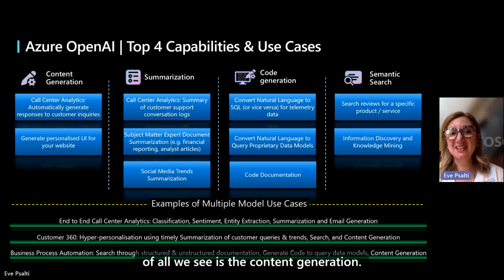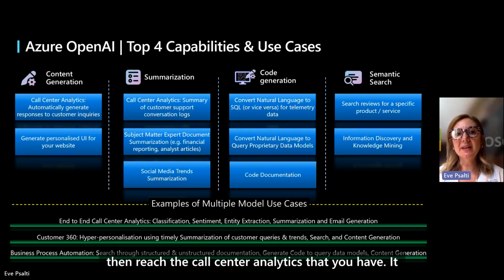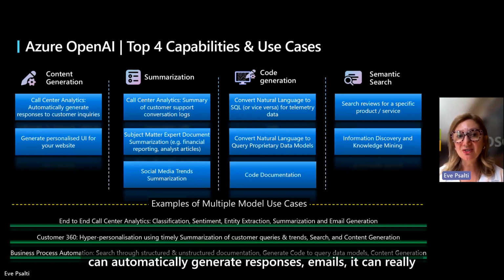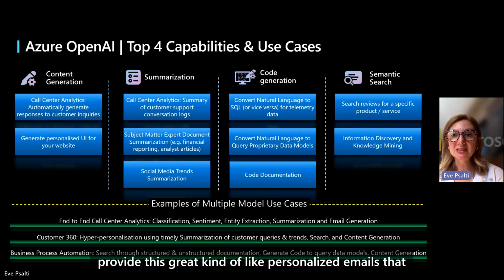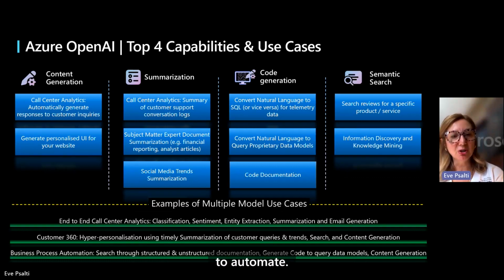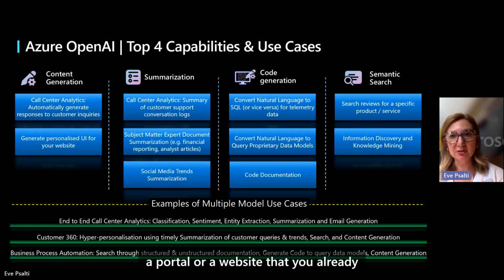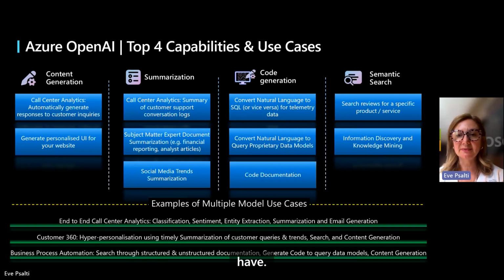The first one we see is content generation. And this is a great way to really activate and enrich the call center analytics that you have. It can automatically generate responses, emails. It can provide great personalized emails that usually take a lot of time and are hard to automate. And you can also integrate it with a bot that you already have, or a portal or a website that you already have.